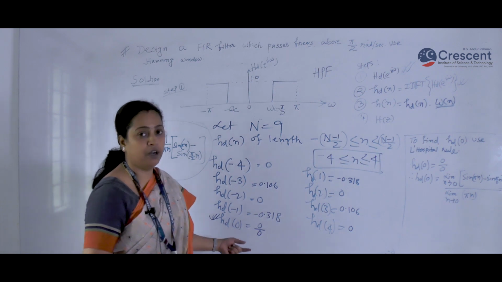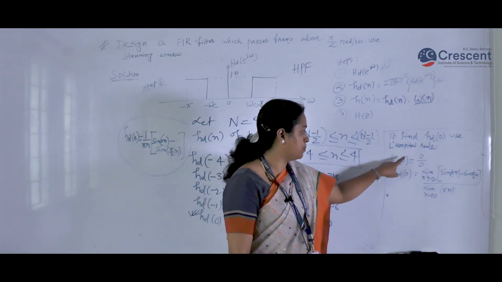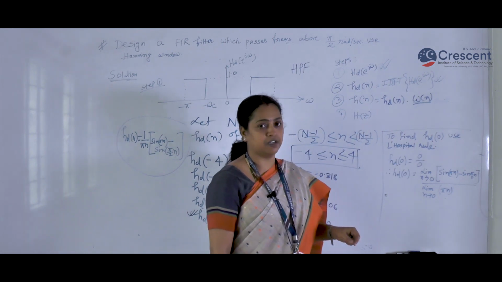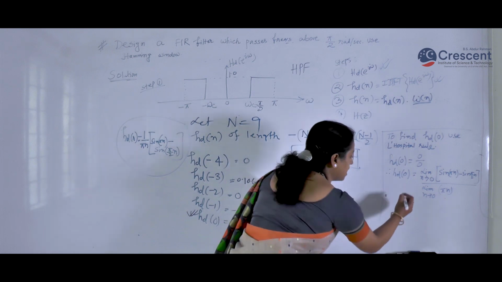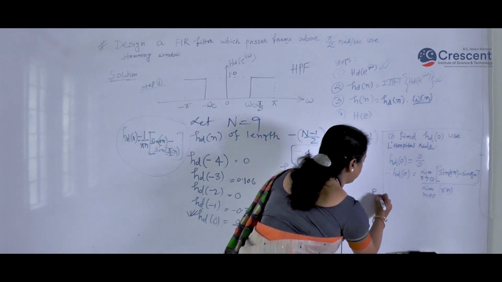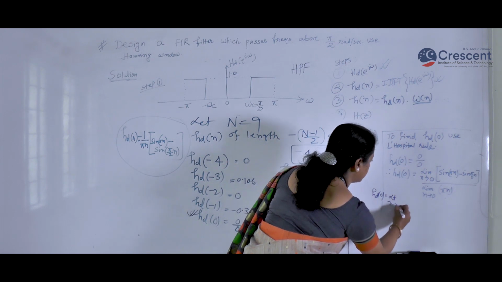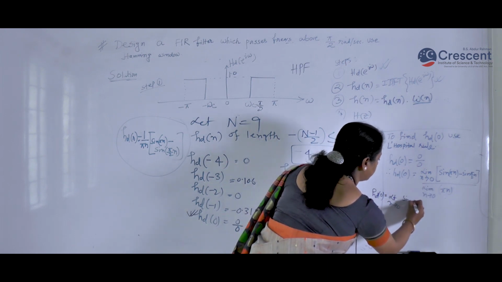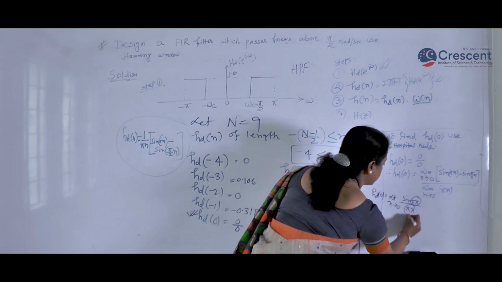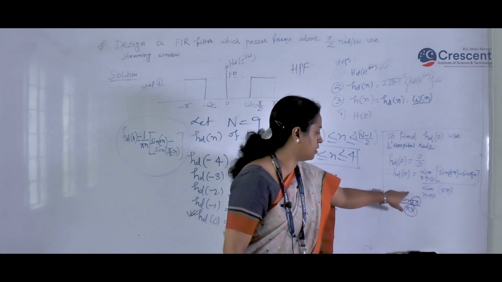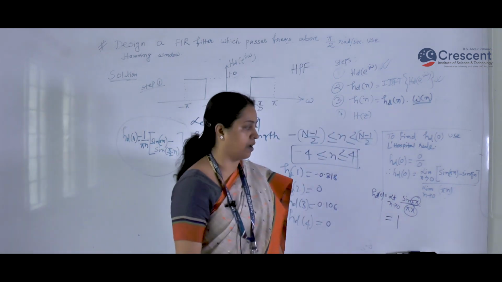So how to find this Hd of 0? For that we will be applying the rule which is called L'Hospital rule. According to this L'Hospital rule, when we are getting any function of 0 by 0 form, if we are applying the limit, this Hd of 0 can be written as limit n tends to 0, the numerator is sin pi n, denominator also pi n. So if both are same, limit n tends to 0, sin pi n by pi n can be given as 1.